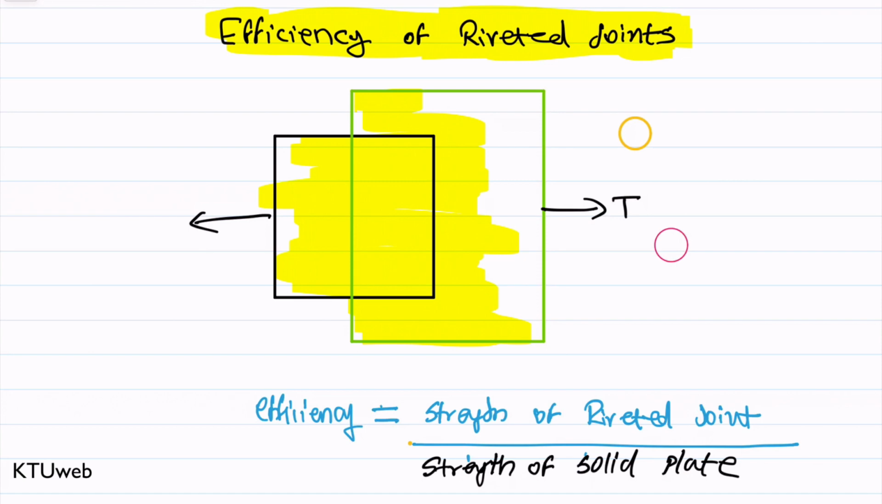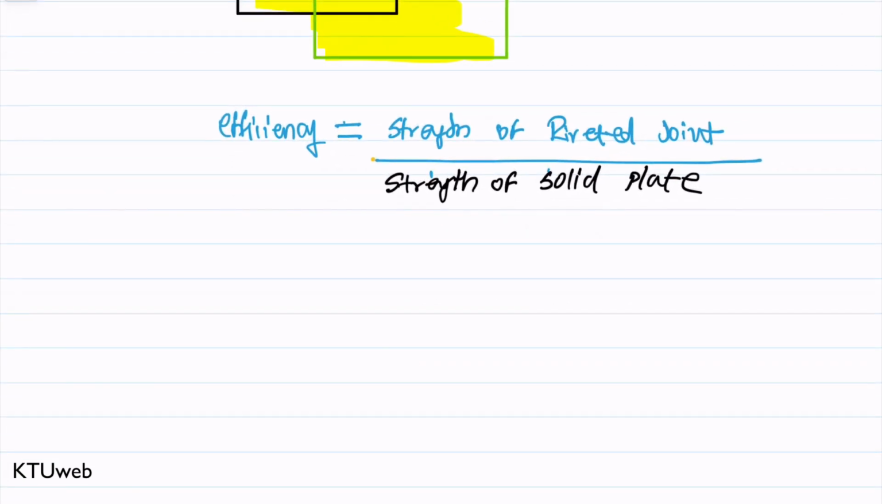Okay, let us discuss these two factors. If you have the strength of the riveted joint and the strength of the solid plate, you can take this ratio, and that will give you the efficiency, and we often denote efficiency in terms of eta. So eta can be found simply with this relationship. Now we have to discuss the strength of the riveted joint as well as the strength of the solid plate. Okay, initially we can go for the strength of the solid plate.